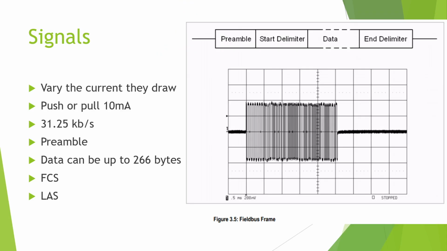So we have signaling on this, and how they're signaling is by varying the current draw. With serial, we were doing voltage. Now we're going to be doing current, a little bit different. So we can either push or pull 10 milliamps. Now, if you think about that, if you're pulling milliamps, you're also changing your voltage. So it's not technically, are we measuring voltage or are we measuring current? Well, technically, we're probably measuring both.